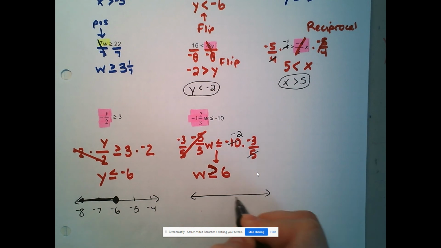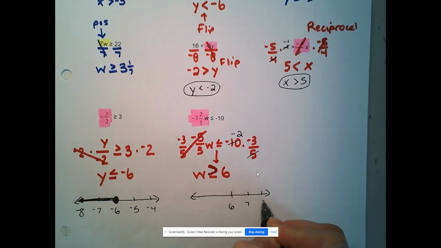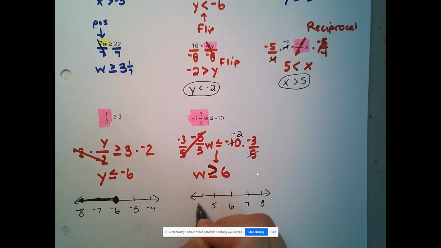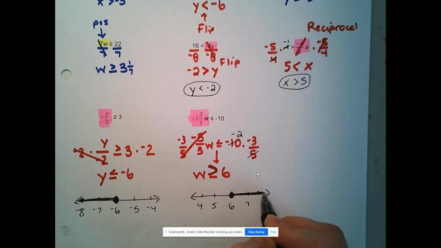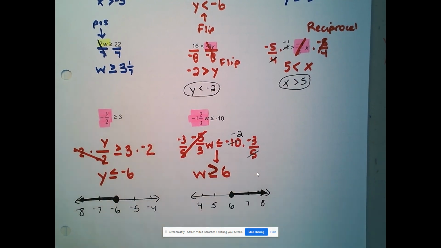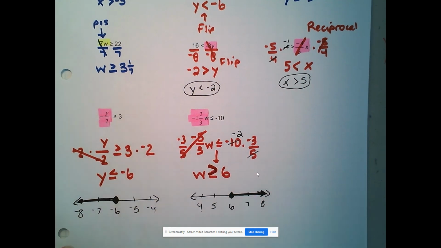This one is W is greater than or equal to 6. So I would put my 6 in the middle, bigger numbers to the right, smaller numbers to the left. The 6 would get a closed circle as well because it has the equal to. Greater than or equal to 6, I would point my arrow towards the values that are larger or greater than 6. So you do need to read the directions when you're doing problems like this to see if they only want you to solve it or if they want you to solve it and graph it. So just a quick little refresher on the graphing as well.